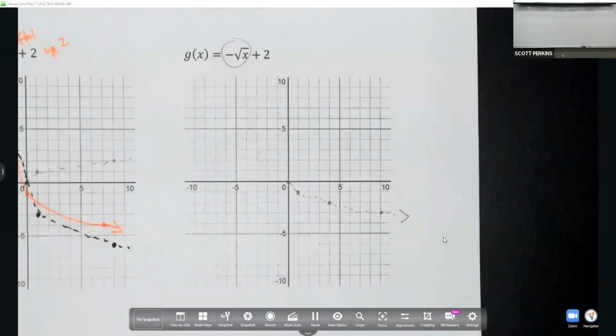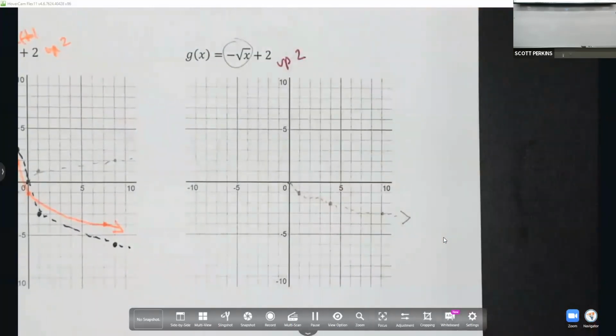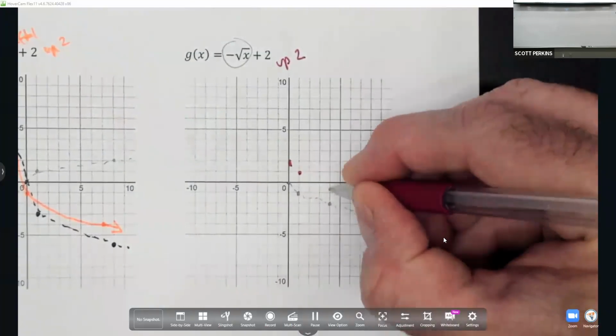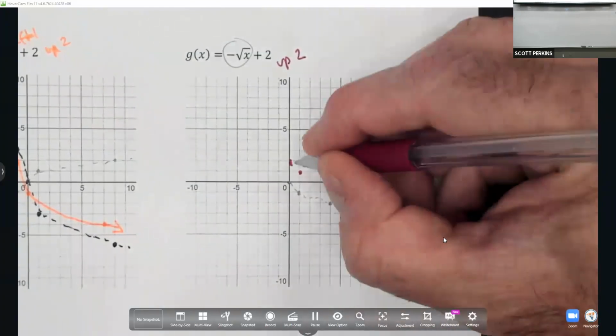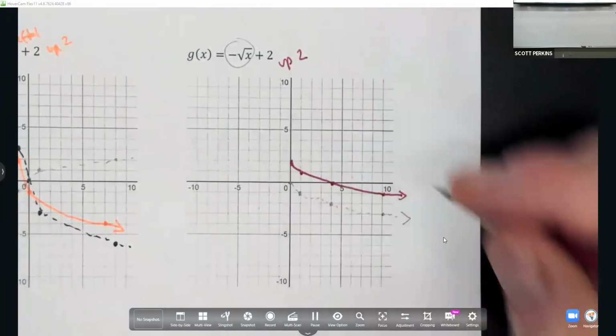And then what I'm going to do from there is move the entire graph up 2 units right there. So here we go, up 2, up 2, up 2, up 2. When I translate, it's the same shape. Perfect.